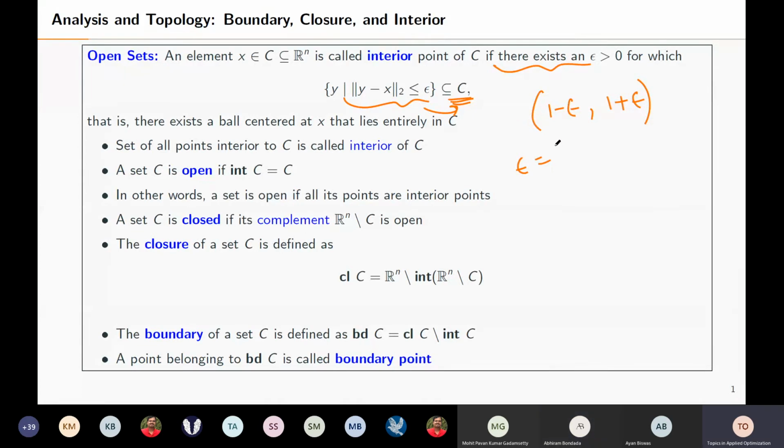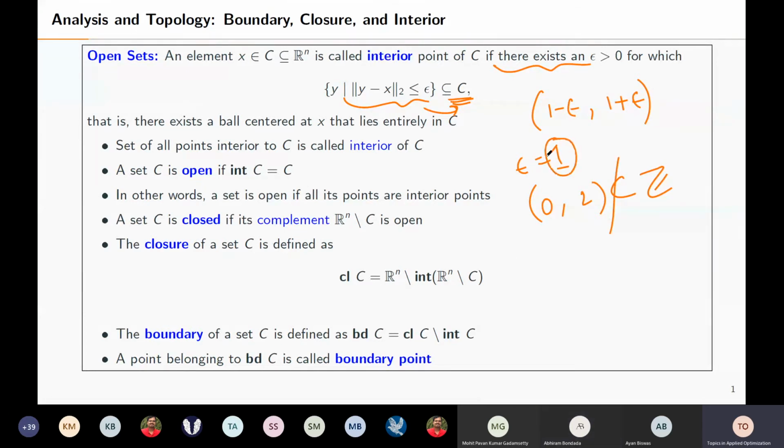What did you say epsilon to be? 1? Yes, sir. Okay, so set epsilon to be 1. Which ball do I get? 1 minus 1 is 0, and 1 plus 1 is 2, right? Is this inside Z? No, sir. So that's not true, right?